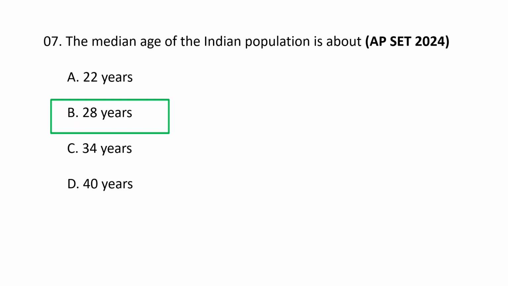28 years. The median age of the Indian population is around 28.2 to 28.4 years according to the recent data, making it one of the youngest populations in the world and a source of potential demographic dividend. So this figure means that half of the population is younger than this age and the other half is older.